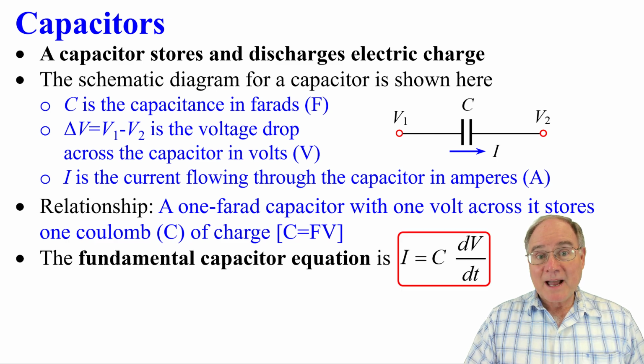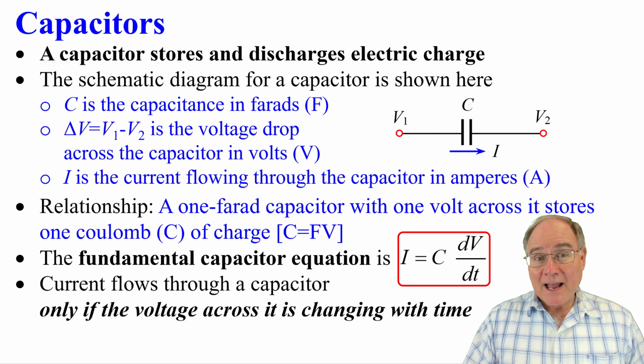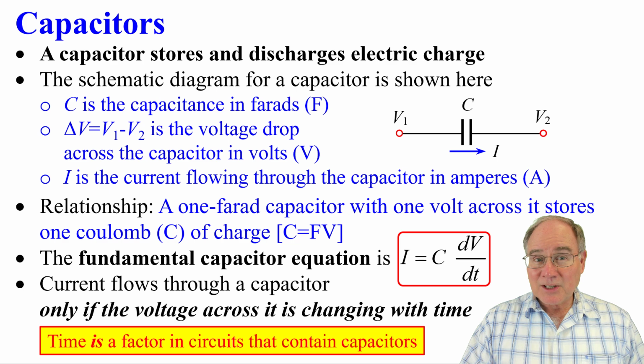The fundamental capacitor equation is I equals C dV/dt. Some people call this Ohm's law for a capacitor. Current flows through a capacitor only if the voltage across it is changing. You can see that clearly here with this derivative. So unlike resistors, time is a factor with capacitors.